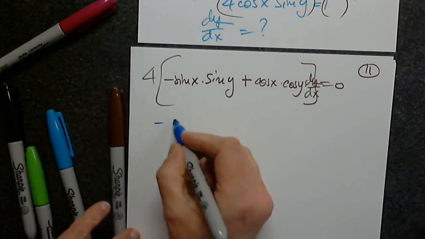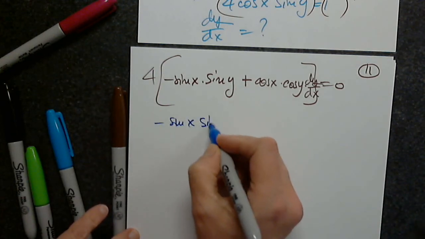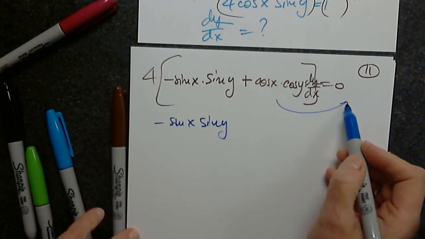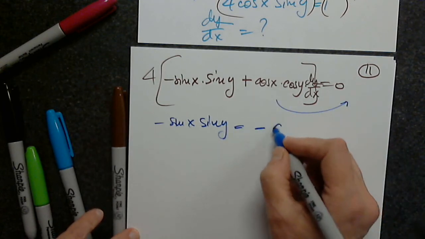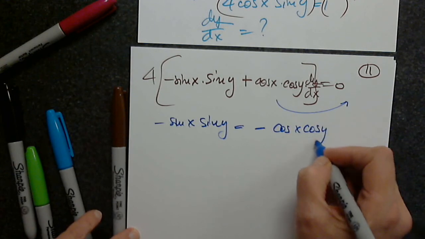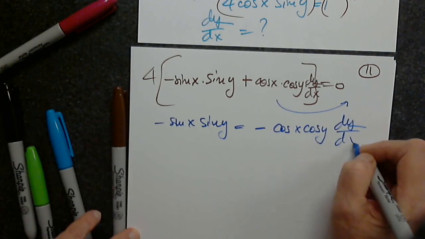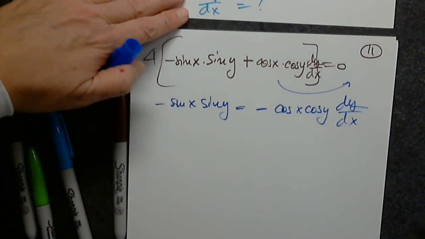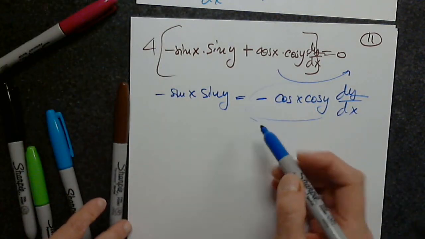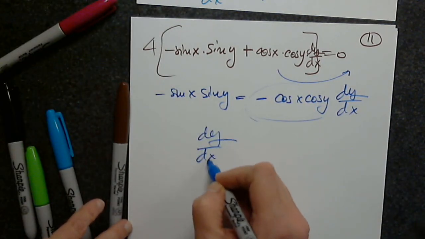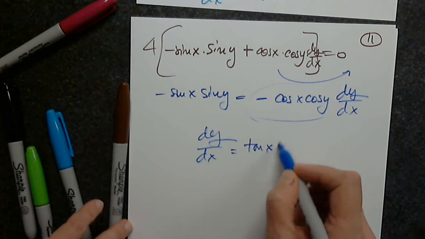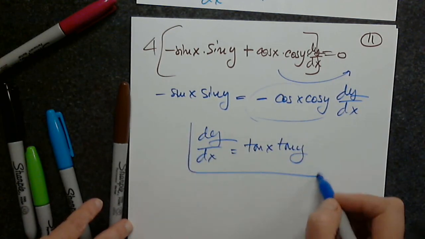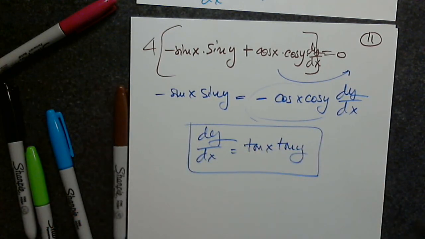So I have then negative sine x sine y. I will move this term to the other side. Negative cosine x cosine y dy over dx. Look how nice this is. So we divide by this, and we get dy over dx, which is tangent x tangent y. Very nice. Good pick, Matt. Well done.